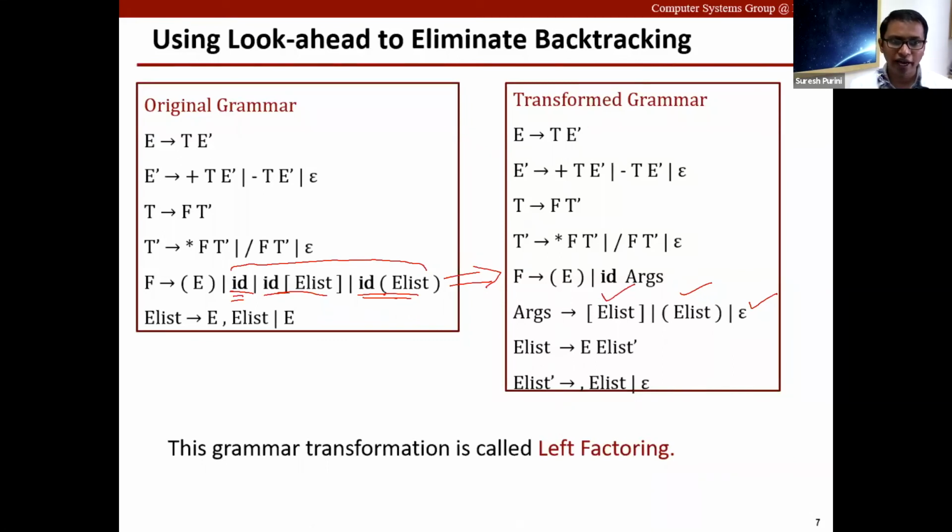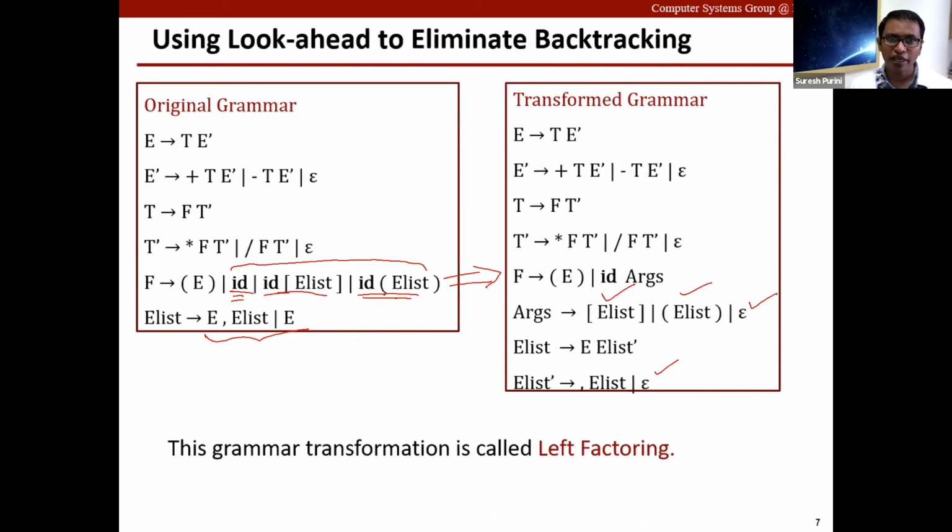And then how do we handle this E-list, the problem that we are facing here with respect to E-list? So what we do again here is this left factoring transformation. E is the common prefix for these two substitution rules. So we say E list leads to E followed by E list prime. And what is E list prime? E list prime can be an epsilon symbol, or it is comma followed by E list.